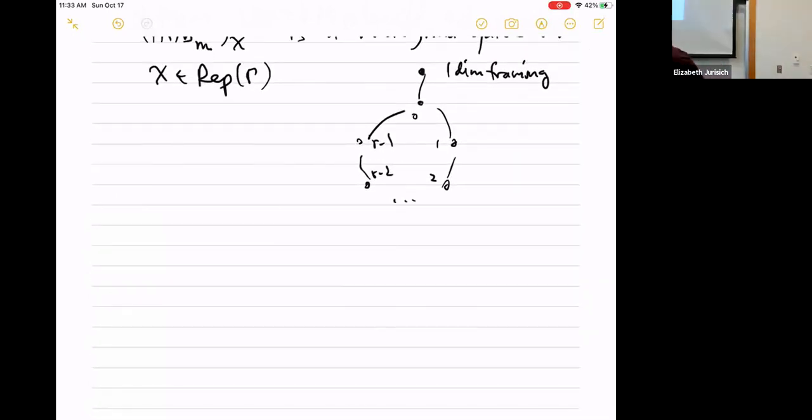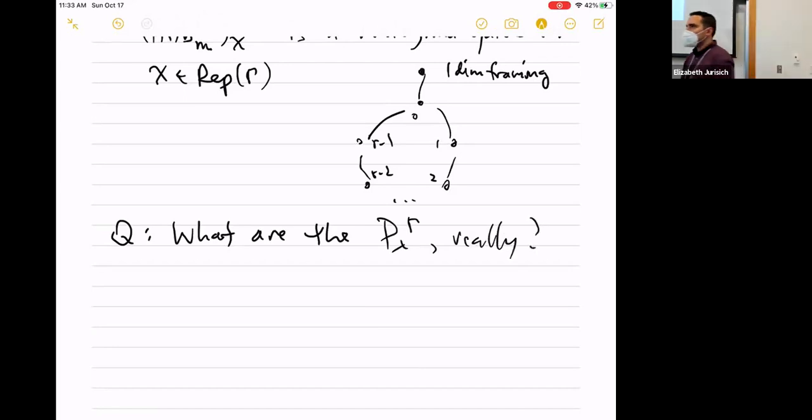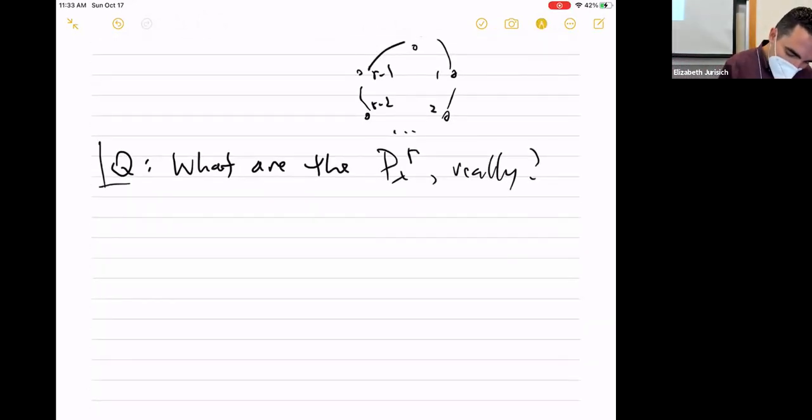Okay, so that's the setup for wreath Macdonald polynomials. But then the main question that motivated this work is, what are the P_lambda^Gamma really? Can we construct them by some explicit means, not just from some deep categorical equivalence? How can we really get our hands on them? And this is where these operators come in.